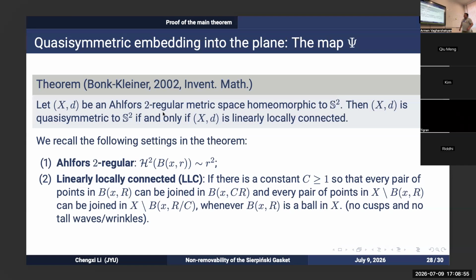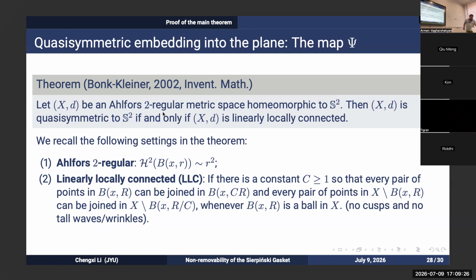It means that if the metric surface is Ahlfors 2-regular and homeomorphic to the sphere, then it can be quasi-symmetrically parametrized by the sphere if and only if it's LLC. LLC is called linear local connectedness, for every pair of points. This is the definition, and actually not every metric sphere is LLC.